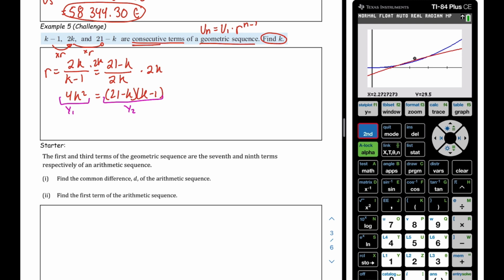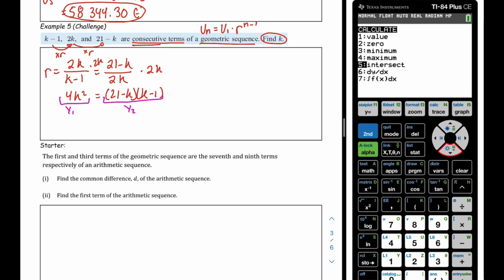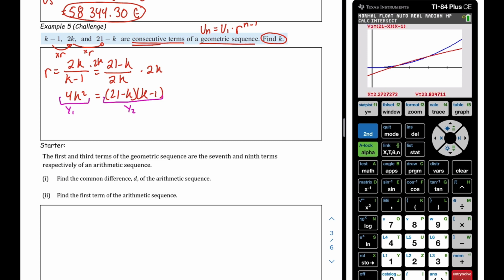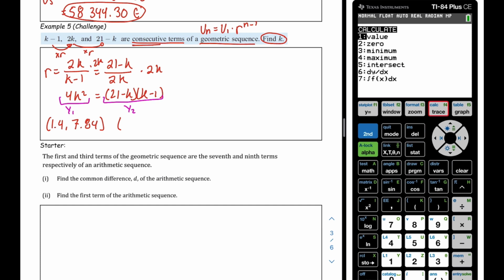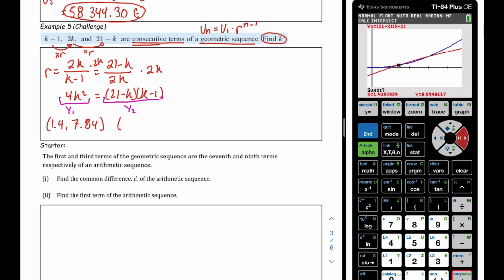So let's go and find them. Second function, intersection. They're asking me for my first curve, my second curve, and then I'm going to choose the first intersection point. So the first intersection point happens at 1.4 and 7.84, while for the second intersection point, we're repeating the same steps: first curve, second curve, and now we're going towards the other point, which is at 3 and 36. Okay. Now we need to think which one makes more sense in our situation. So k would be this x. So k is either 3 or 1.4.